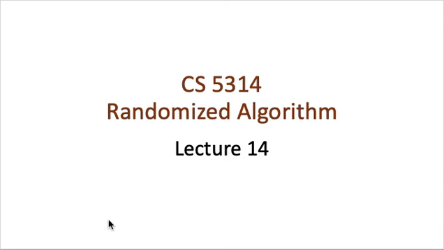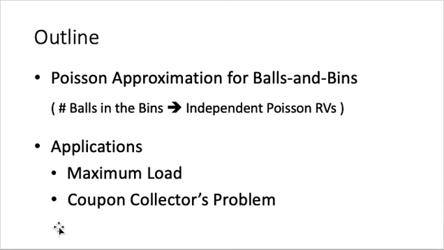In this lecture, we will introduce a technique called Poisson Approximation to analyze the balls and beans model. And after that, we will show two example applications of this new technique. The first one is about the analysis of the lower bound for maximum load. And the second example is to revisit the coupon collectors problem. Let's start.